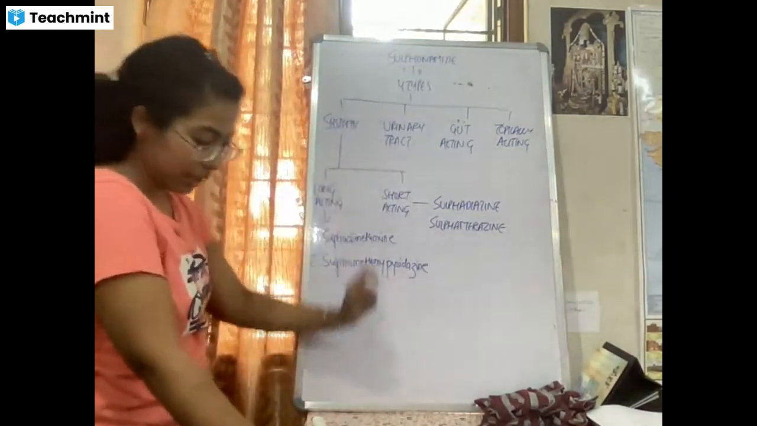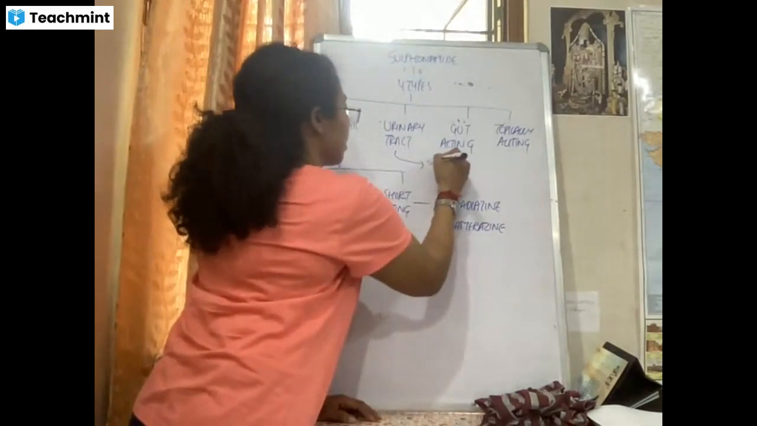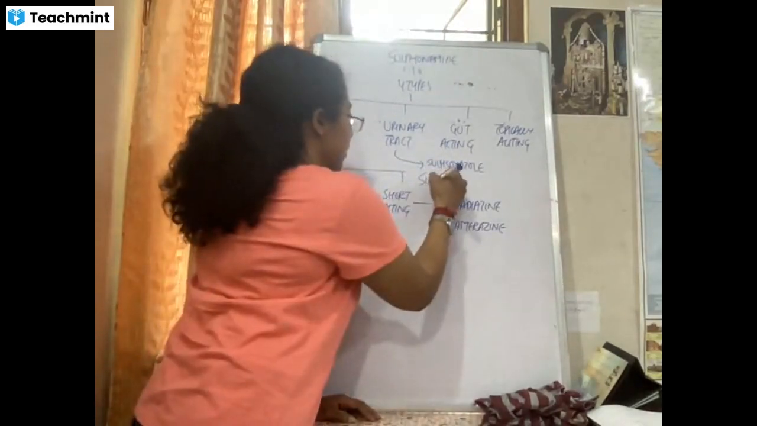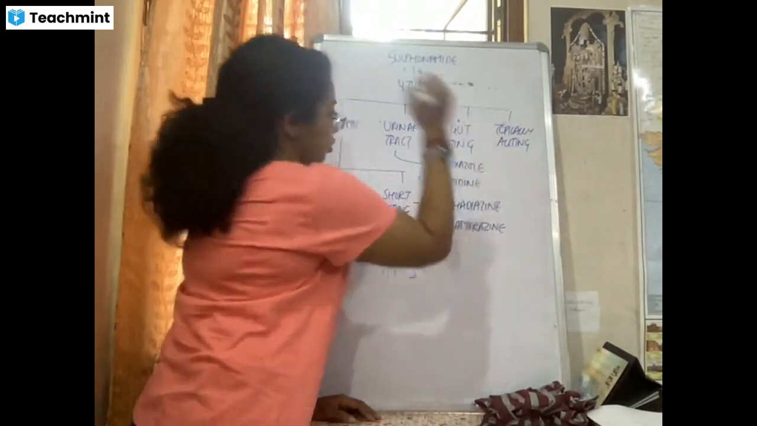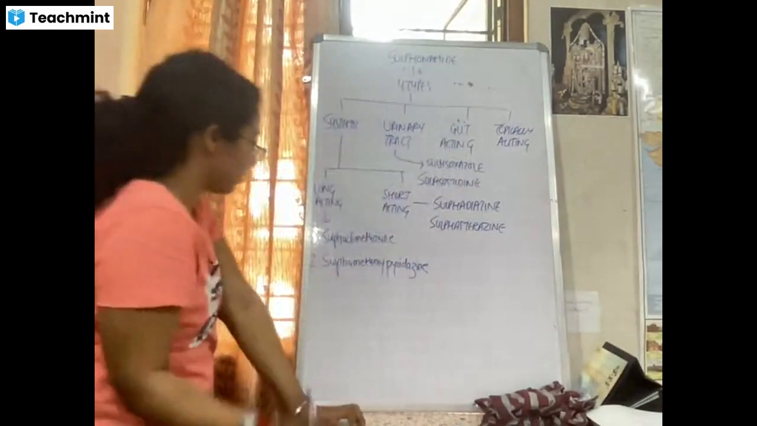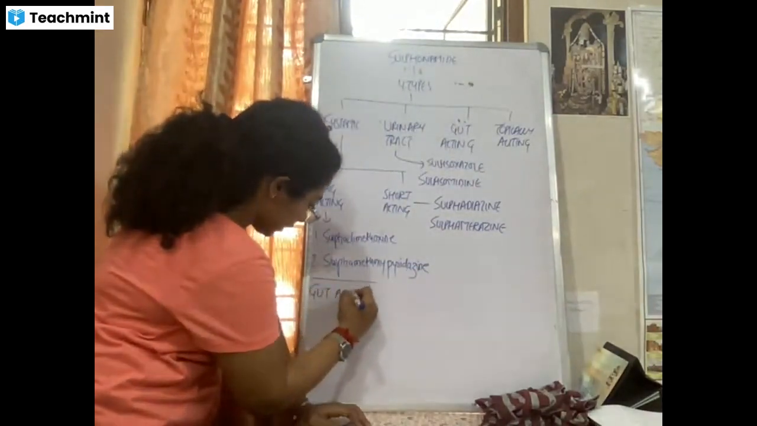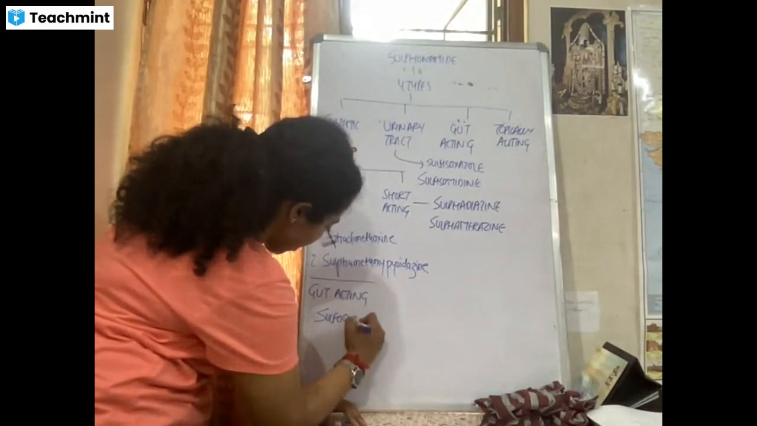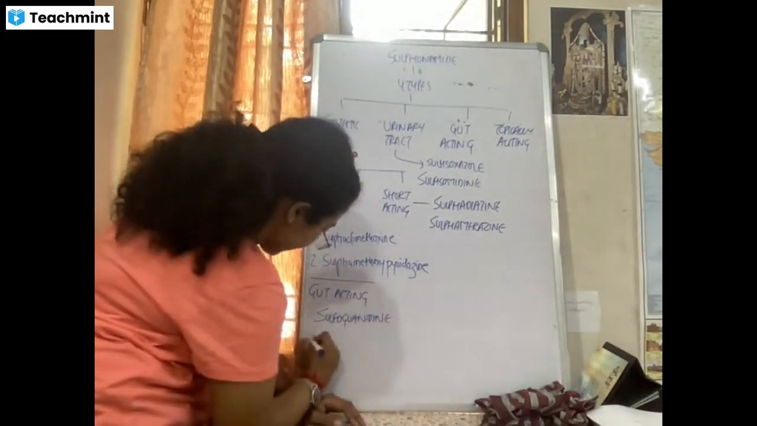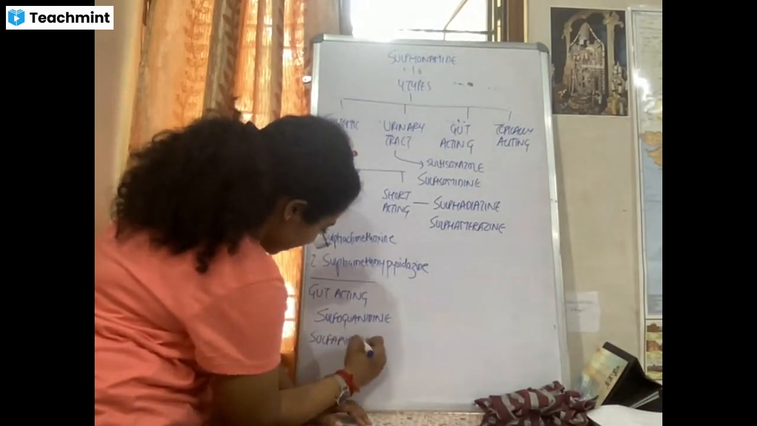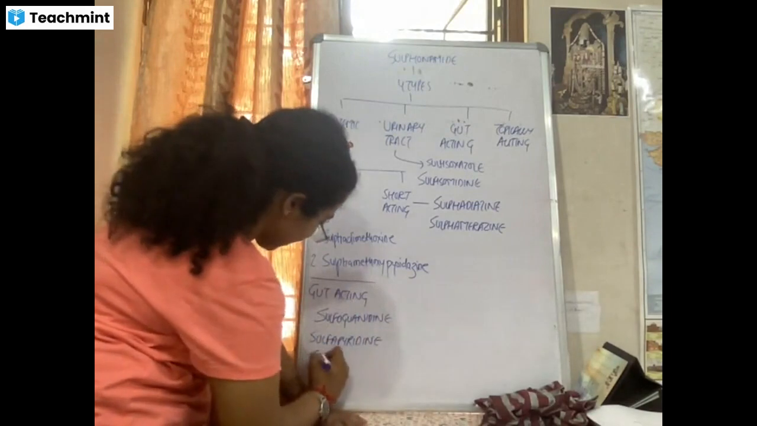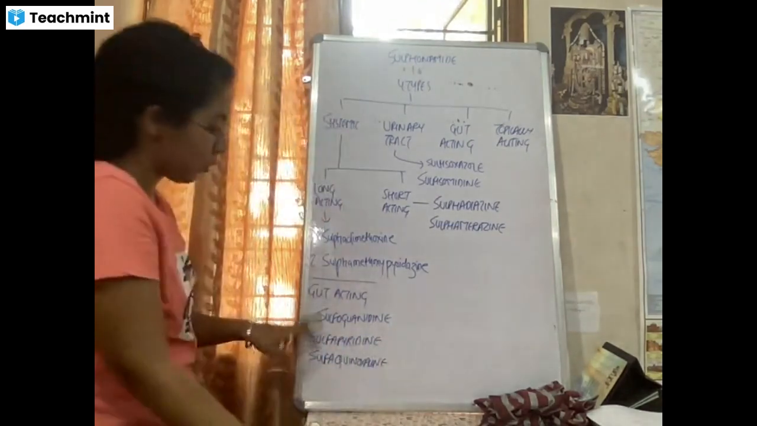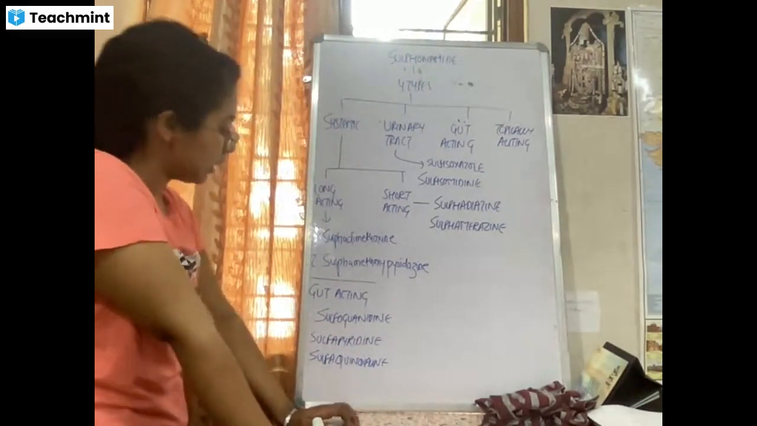Then if we talk about the urinary tract acting, these are sulfisoxazole and sulfisomidine. If we talk about the gut acting sulfonamides, they are sulfoguanidine, sulfapyridine, and sulfaquinoxaline. Sulfoguanidine, sulfapyridine, sulfaquinoxaline. These are the gut acting.